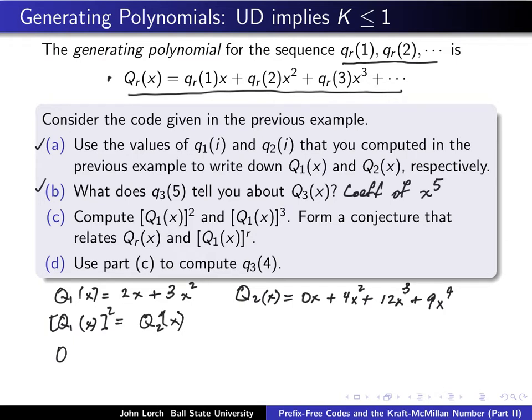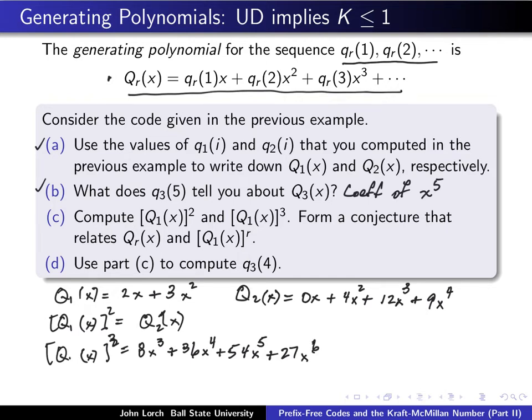And let's cube Q sub 1 of x now. So if you go out and do a little bit of calculation, what you'll find is that the cube of Q sub 1 of x is 8x cubed plus 36x to the 4th plus 54x to the 5th plus 27x to the 6th.